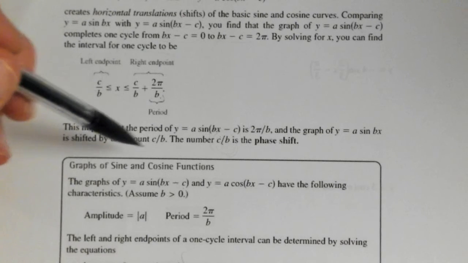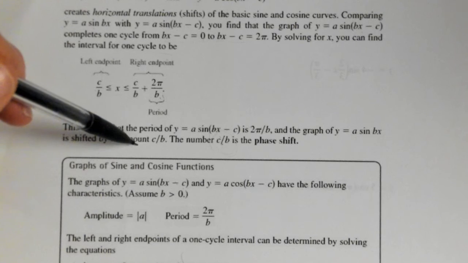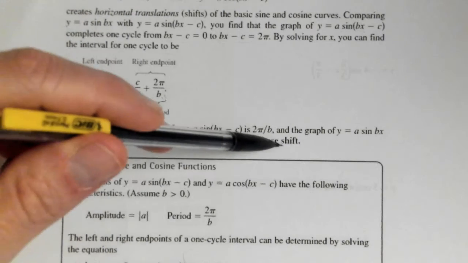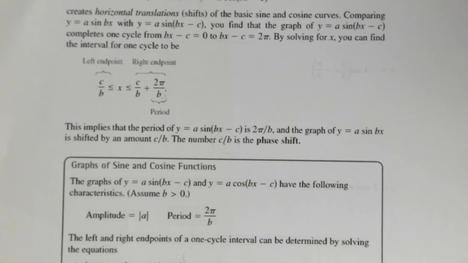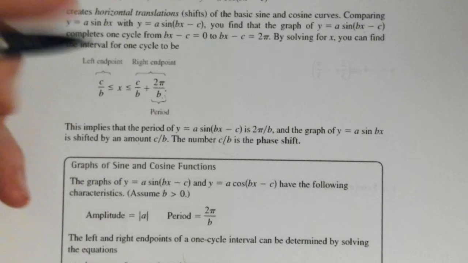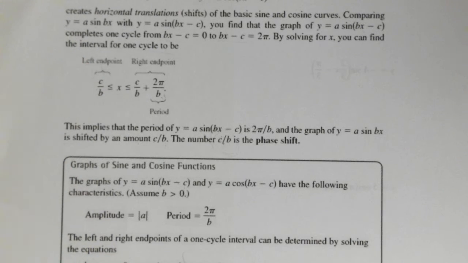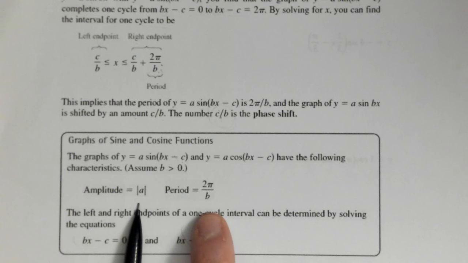So again, when you're looking at this, the amount that it's shifted by is going to be c divided by b. And that number is called the phase shift. So when you're asked to find the phase shift, you're finding how much that graph is shifting by, and you can find it by doing c divided by b.